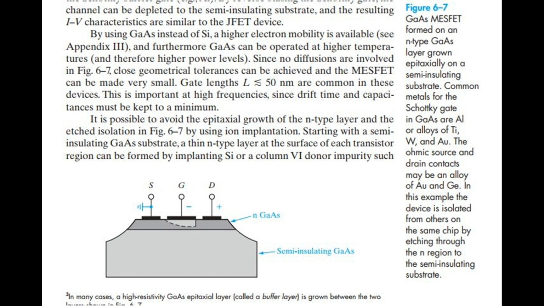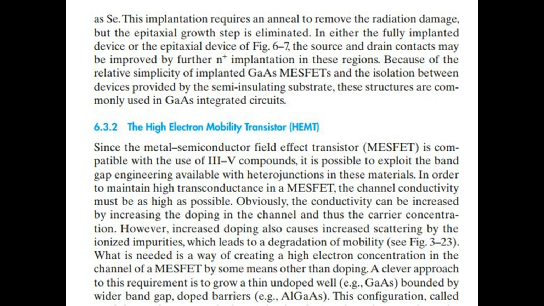In either the fully implanted device or the epitaxial device of Fig 6-7, the source and drain contacts may be improved by further N+ implantation in these regions. Because of the relative simplicity of implanted gallium arsenide MESFETs and the isolation between devices provided by the semi-insulating substrate, these structures are commonly used in gallium arsenide integrated circuits.